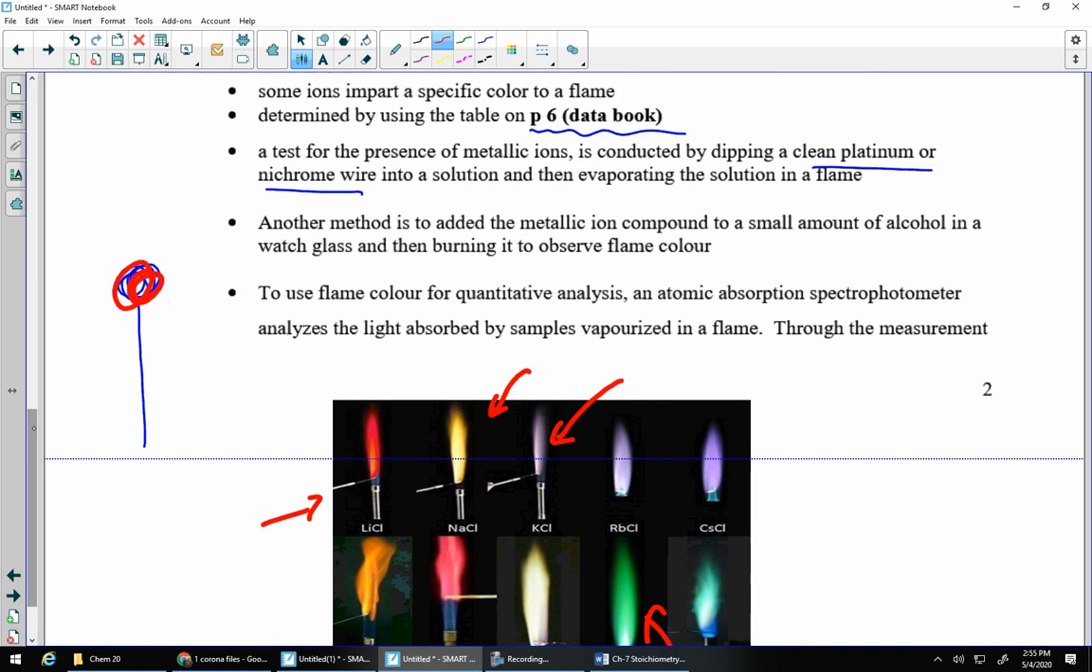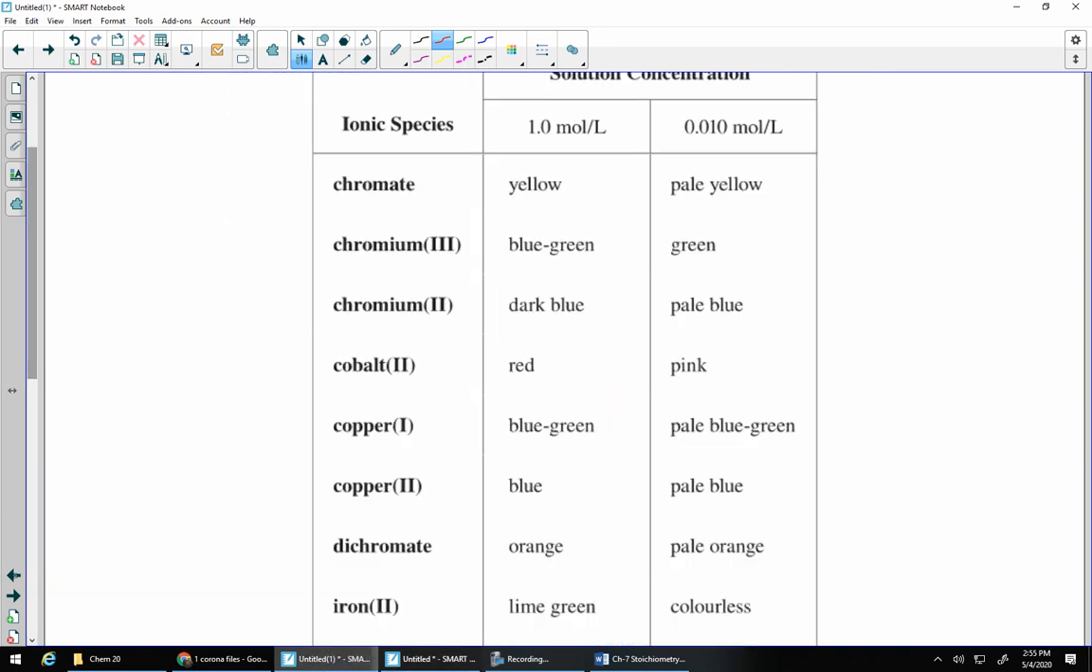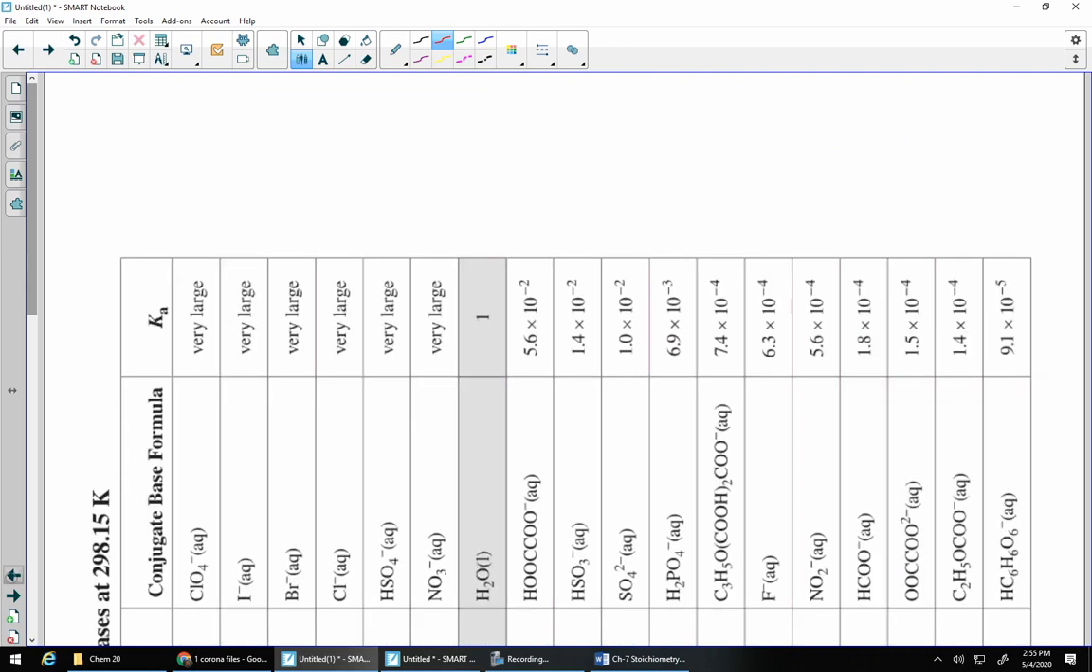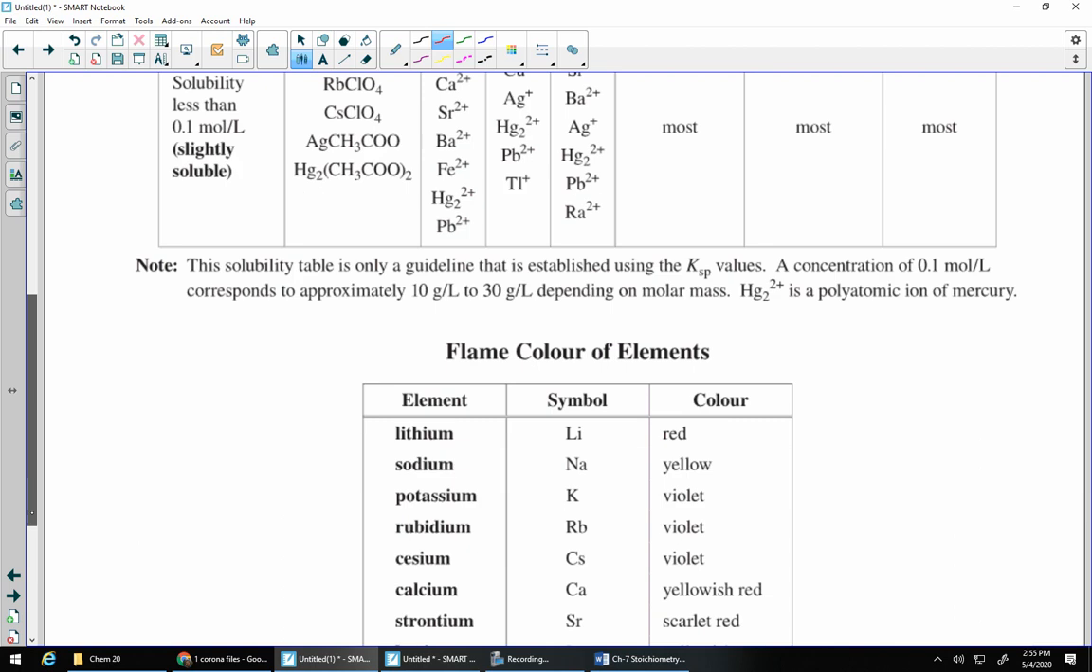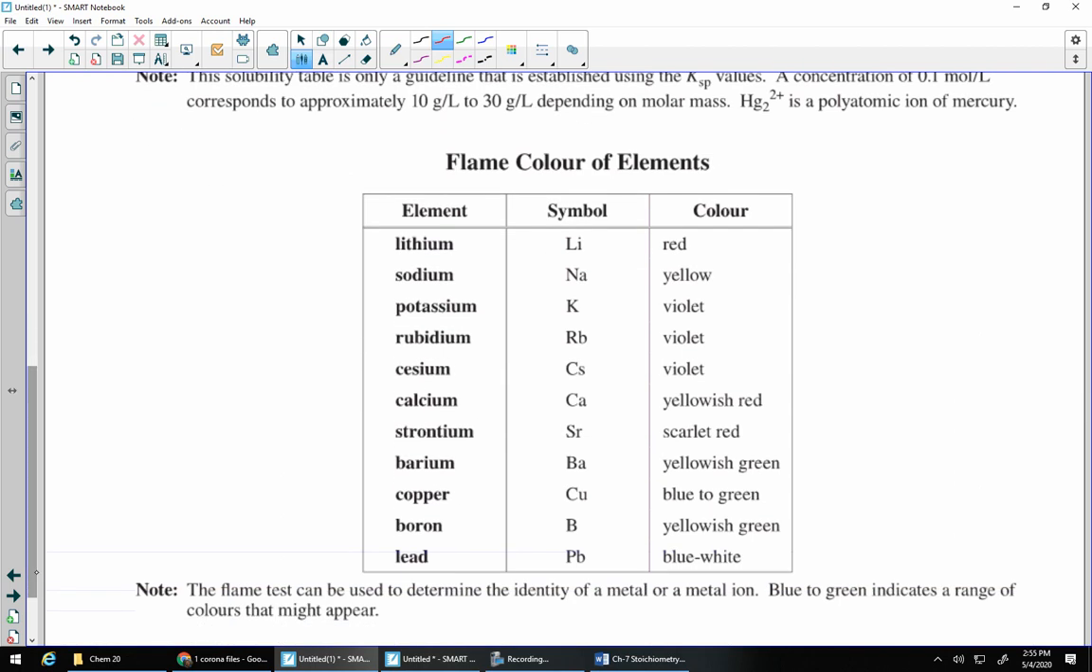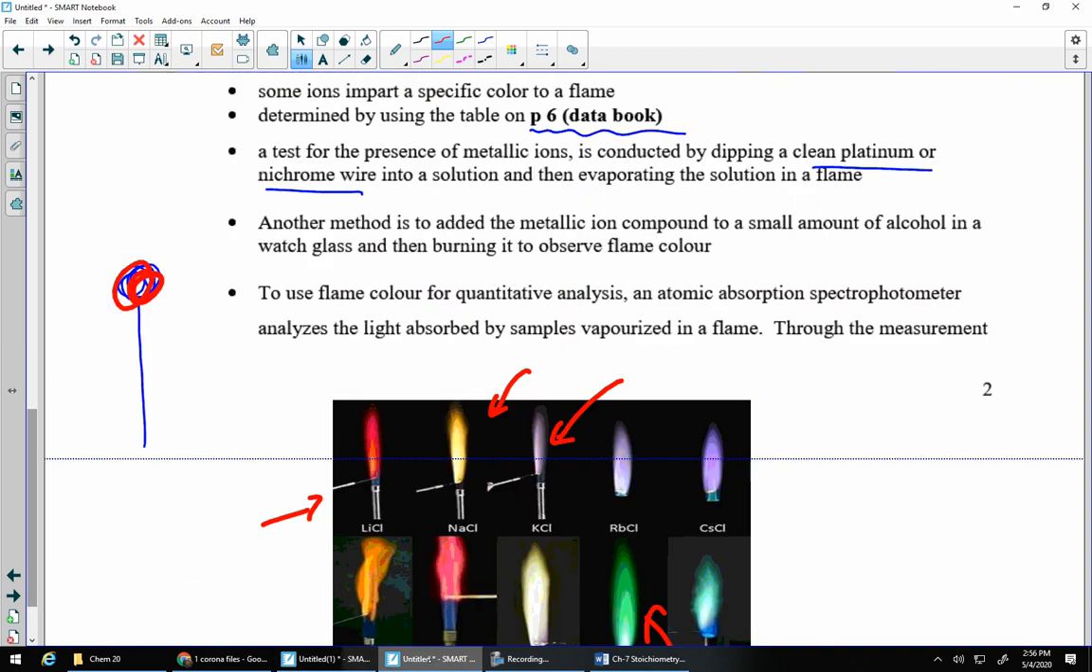So again, it's not every element that we're looking at here, but a lot of elements have very, very particular flame colors. So I'm just finding page 6 of my data booklet, should be right in here, and we can see those particular colors. So lithium burns red, sodium yellow, potassium violet, rubidium violet, cesium violet, and so on and so on and so on, which is really, really neat. Okay, back to this one here.